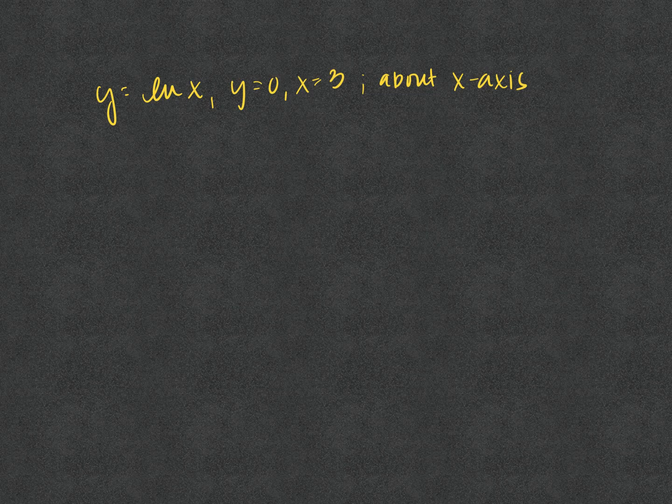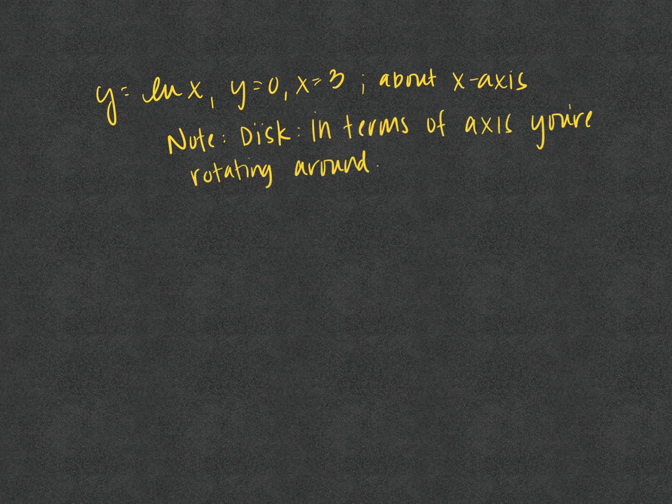For the disk method, I would like to make a note here, a really big note. For the disk method, you need to be in terms of the axis you're rotating around. I'm going to add to that soon, but for now, you need to be in terms of the axis you're rotating around. You should make that a big note somewhere. That is a big concept.